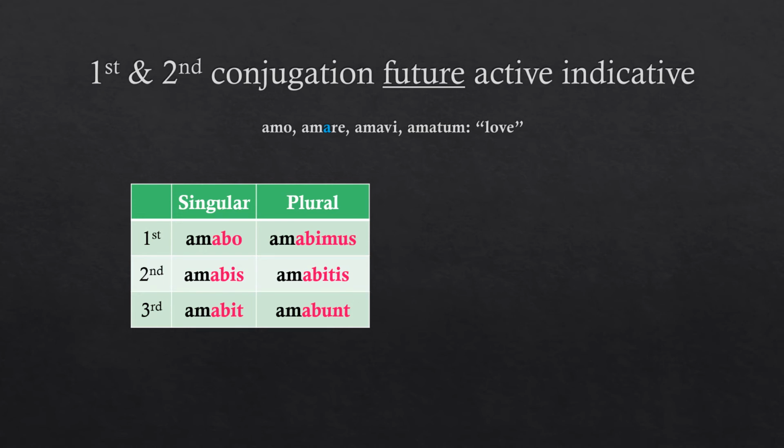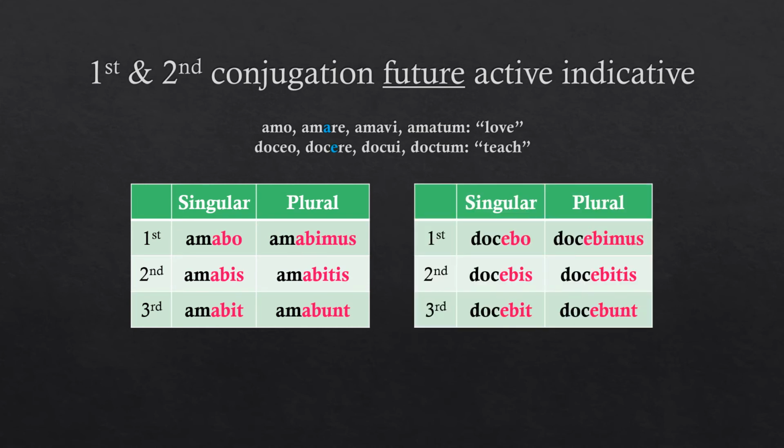Remember that the future tense is part of the present system, so we still get our stem from the first principal part. Here is amo in the future active indicative: amabo, amabis, amabit, amabimus, amabitis, amabunt. Compare this to doceo in the future active indicative: docebo, docebis, docebit, docebimus, docebitis, docebunt.